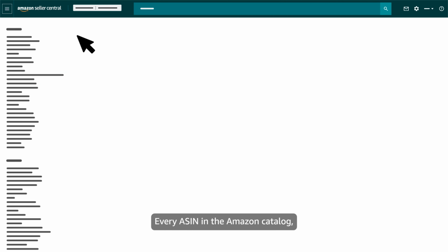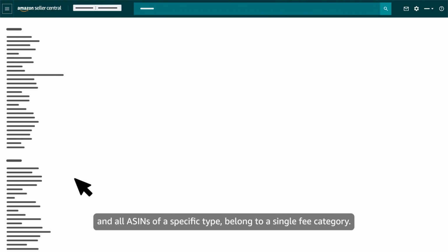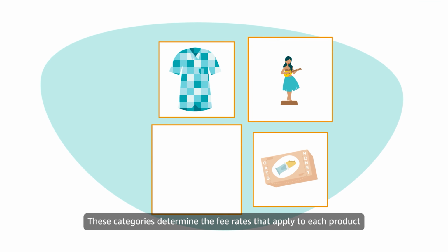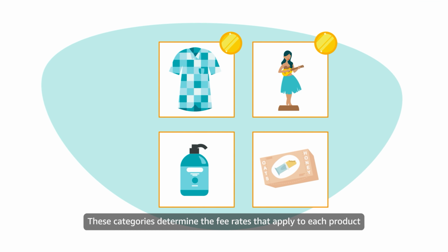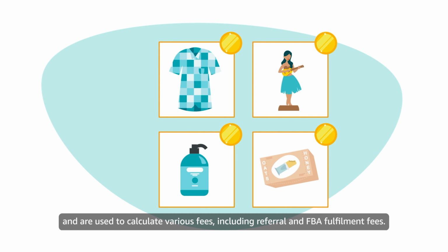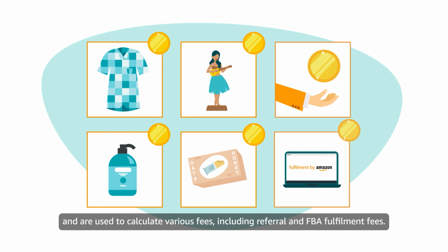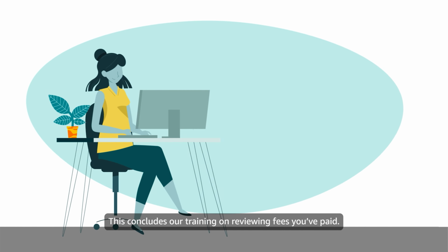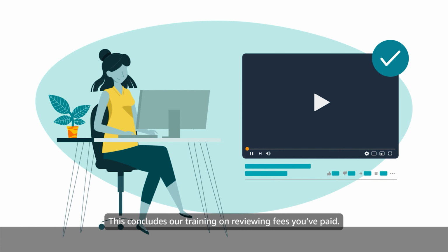Every ASIN in the Amazon catalogue and all ASINs of a specific type belong to a single fee category. These categories determine the fee rates that apply to each product and are used to calculate various fees, including referral and FBA fulfillment fees. This concludes our training on reviewing fees you've paid.